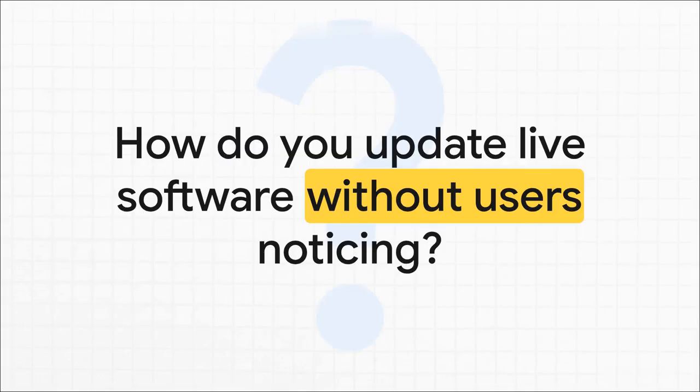So let's just start with the big question, the one that probably keeps a lot of you up at night. You spent weeks, maybe months, building something awesome. But the second you push it live, you risk breaking everything for your users. So how on earth do you update live software without anyone ever noticing a problem?